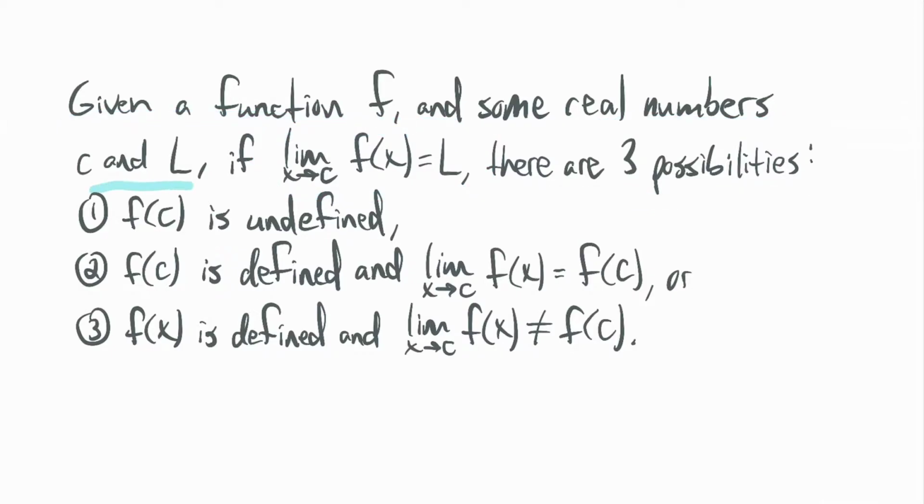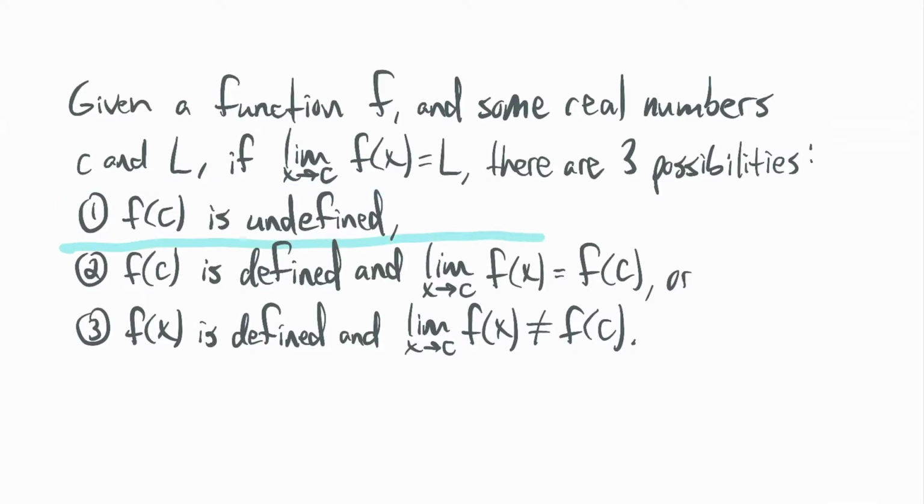Well, the first possibility is that f of c is undefined. This is what would happen with what's called a removable discontinuity, like our first example, x squared minus 4 over x minus 2. The function's not defined at all. Plugging it in doesn't work. So that was example one.